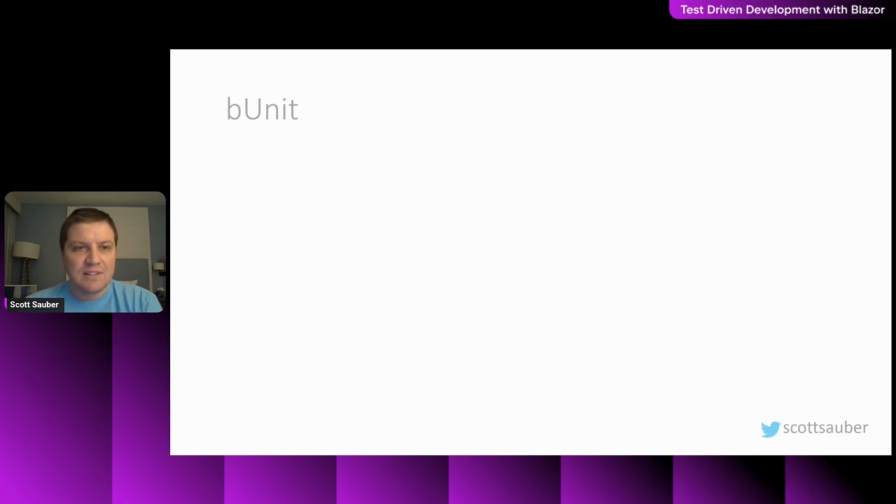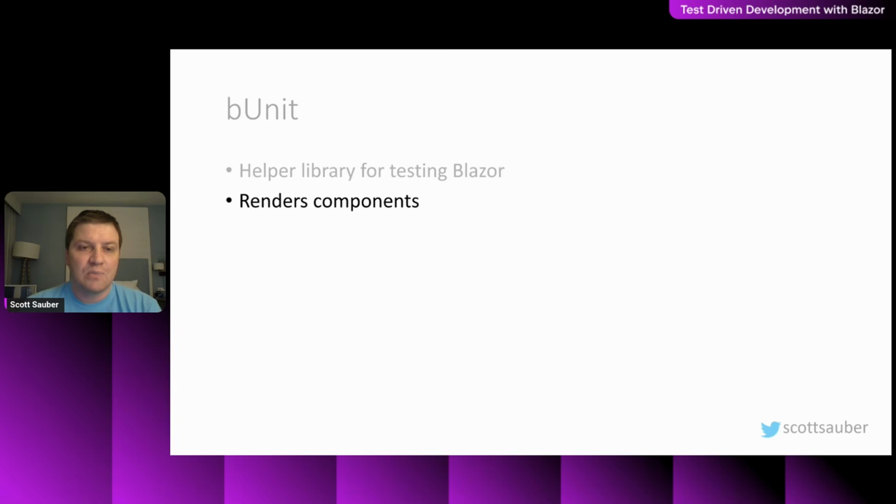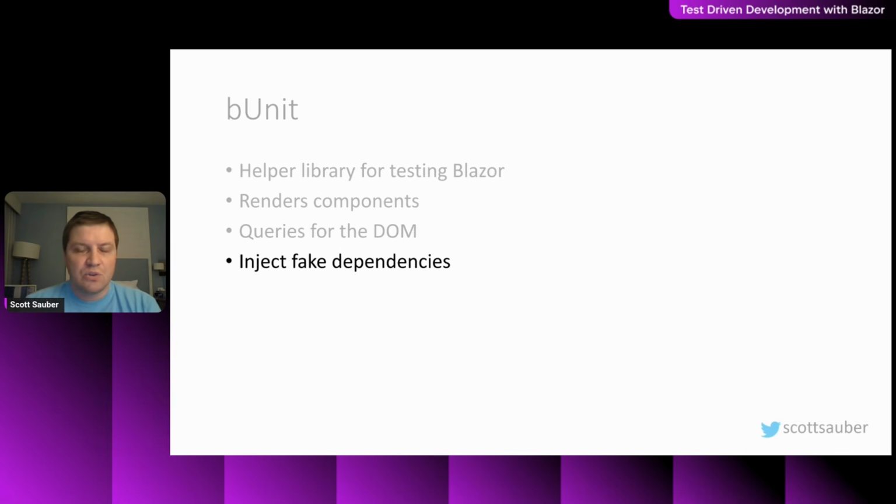Okay, and lastly, bUnit. What bUnit is, it's a helper library for testing Blazor, and it helps you render out components and then query the DOM, the HTML that gets rendered out from those components, and allows you to inspect things, interact with things, click on buttons, assert on things, all of that kind of stuff. bUnit also allows you to inject in fake dependencies.